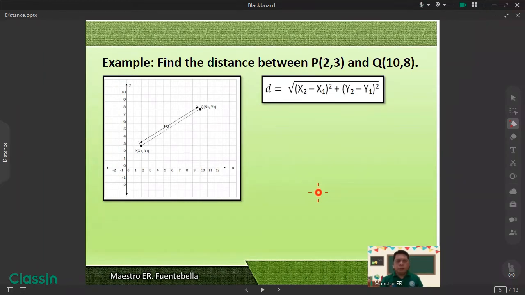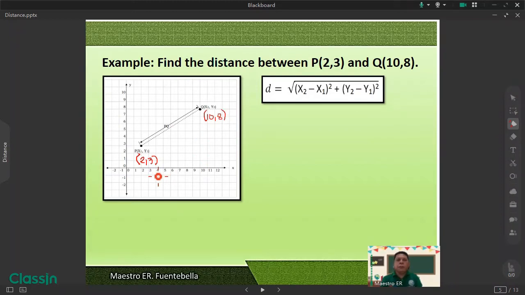So example, find the distance between point P and point Q, where P is at (2, 3) and Q is at (10, 8), using the distance formula. So it means that the coordinates of this point P is at 2 and 3, and this point Q is at 10 and 8.